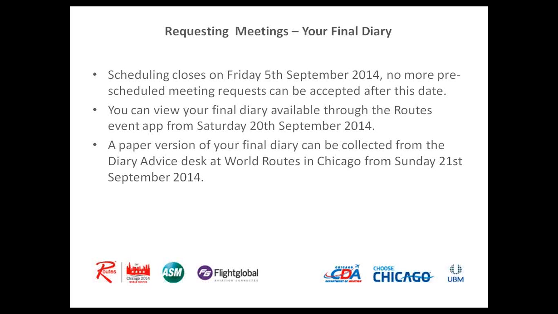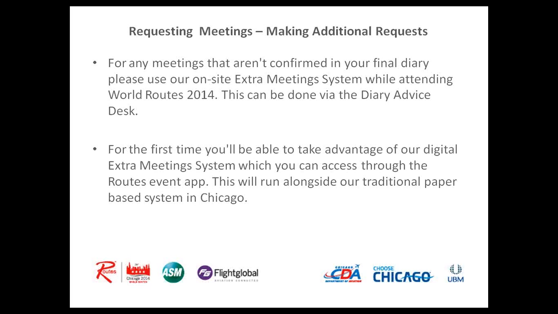A paper version is also available on Sunday the 21st of September. This is from the Diary Device Desk and will be found in the Networking Village. In addition to your pre-scheduled meetings, you also have the option to make additional requests on site. This is using the traditional paper-based system found again at the Diary Device Desk. If you have any questions about that, dedicated members of the Roots team will be at hand to help you.